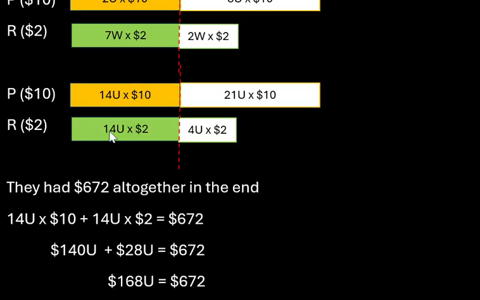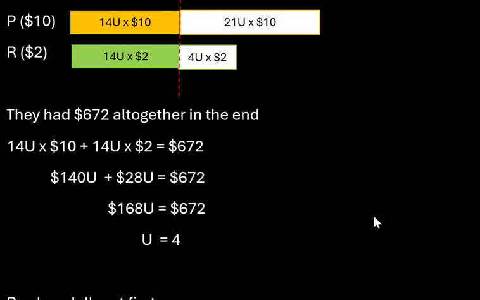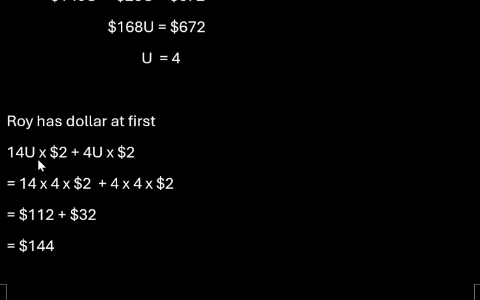If U is equal to 4, we can easily solve what Roy had at first. Roy has 14 units plus 4 units of $2, and each U is 4. So 14 times 4 times $2 plus 4 times 4 times $2. If you solve it, Roy will have $144.